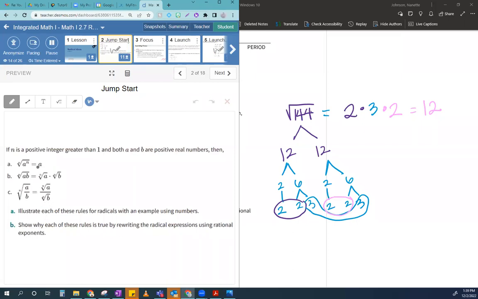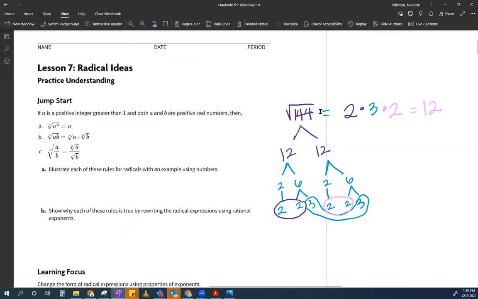Okay, so it says, illustrate each of these rules with an example using numbers. We're kind of doing that here, but we'll move on in just a second. Actually, we did B right here. And then it says, show why each of these rules is true by rewriting the radical expressions using rational exponents. And this is the part that's important that I want to get to. So let's go over here.